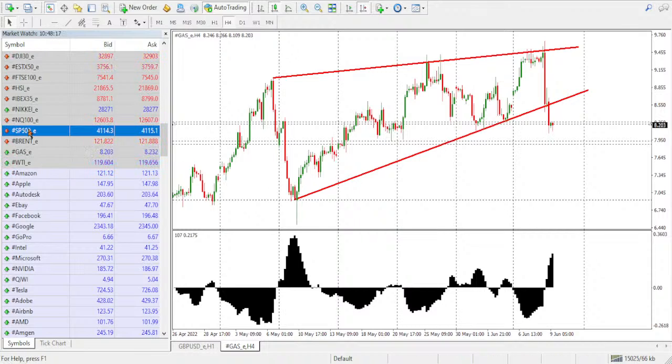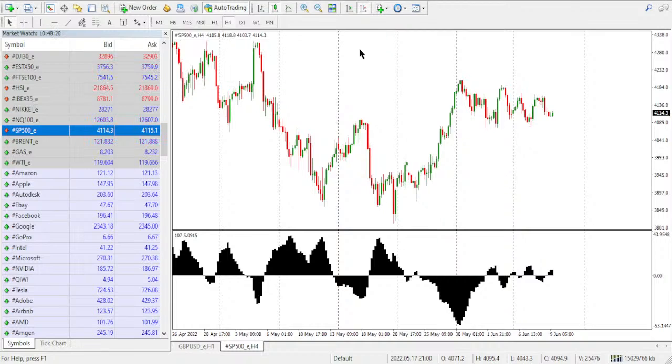The next instrument is the SP500. Looks like this chart is within a range, and then you have another. So we have resistances, and we have supports here. So basically this is a good place to look for a buy from.